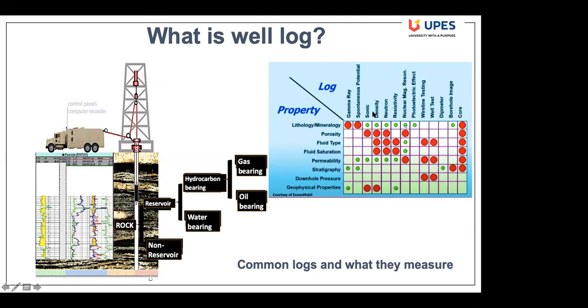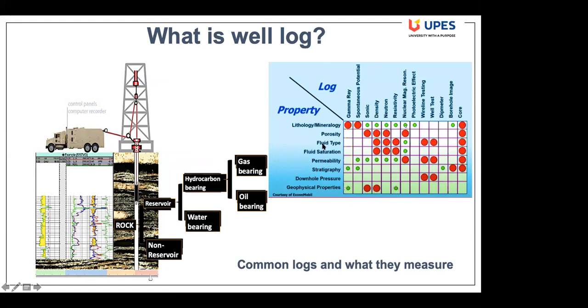In the second image, you can see these are common log types. Red color is indicating direct determination. We can determine these properties directly: lithology, porosity, fluid types. And the green color is indicating that indirectly we can also find out this property using those logs. For lithology identification, you can use gamma ray log and spontaneous potential log, and indirectly you can get information from sonic, density, neutron, resistivity, and nuclear magnetic resonance logs. Porosity you can determine using sonic log, density log, neutron log, and nuclear magnetic resonance (NMR) log.